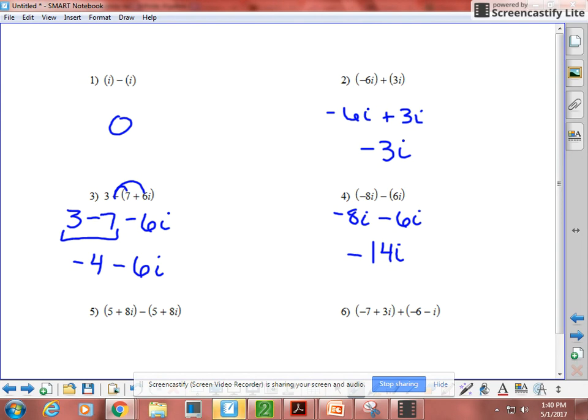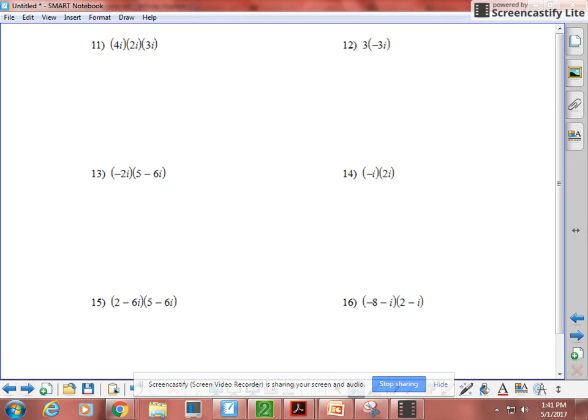The next one that I want, this one is going to distribute to both, so it's really minus 5 minus 8i. Well, I have a positive, so those are going to go away. And then those two are going to go away, so I get 0 again. On number 6, my like terms are to put these two together to get negative 13, and to put these two together, and that's going to give me a positive 2i. Okay, so that's how the whole front page is going to go, just putting your like terms together.